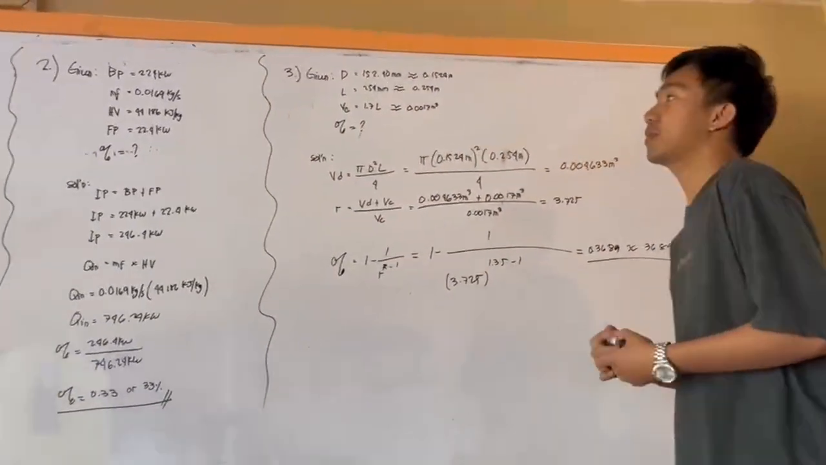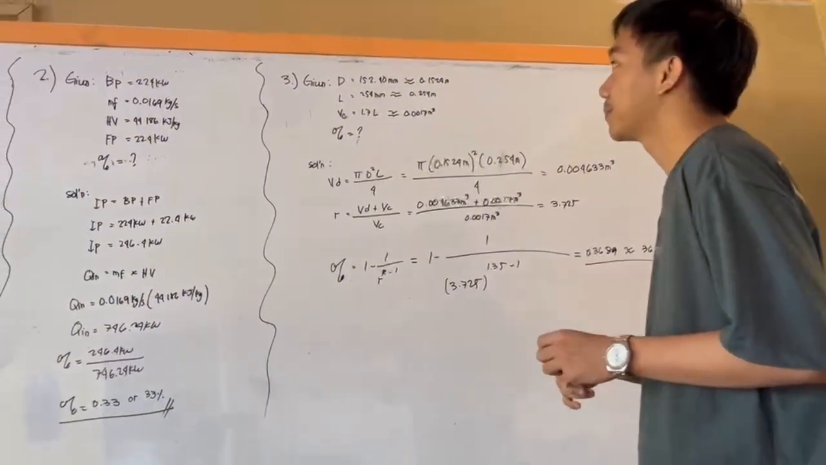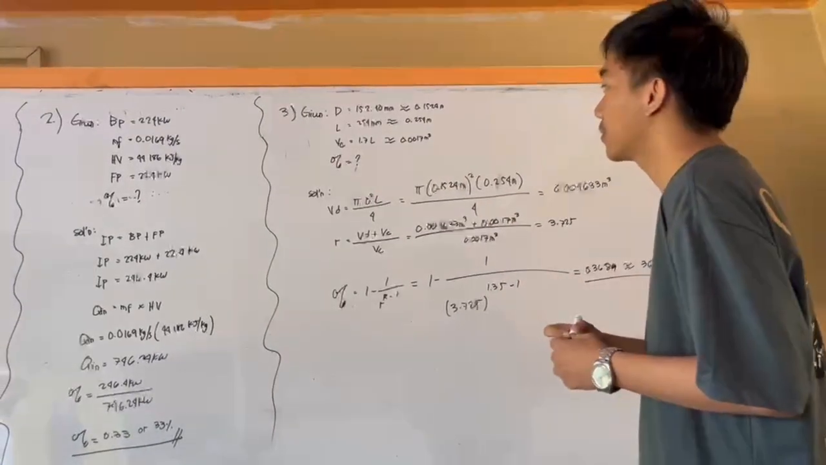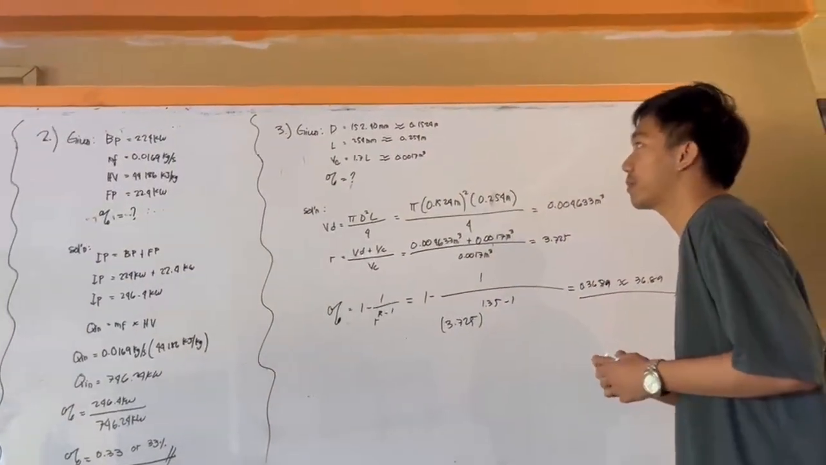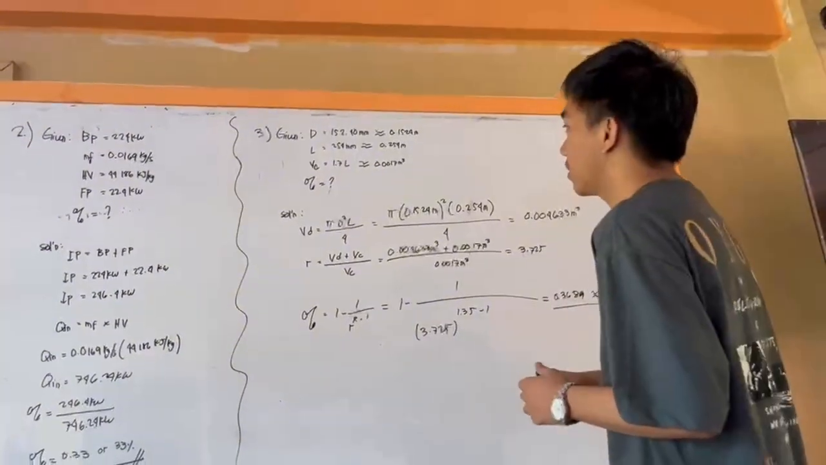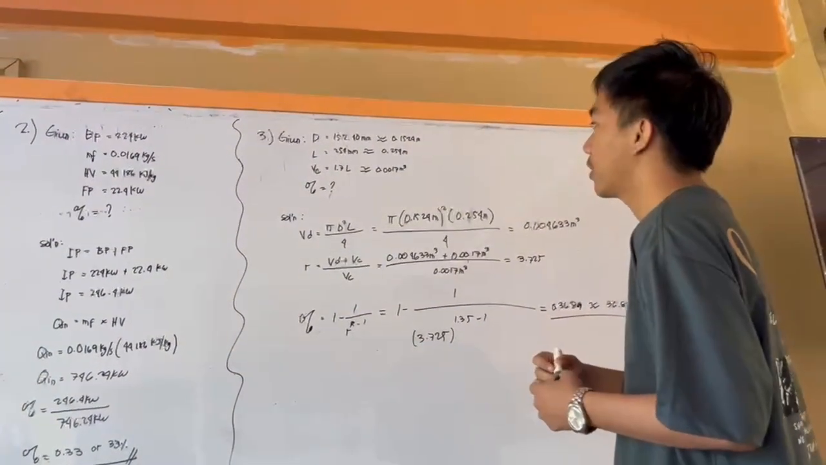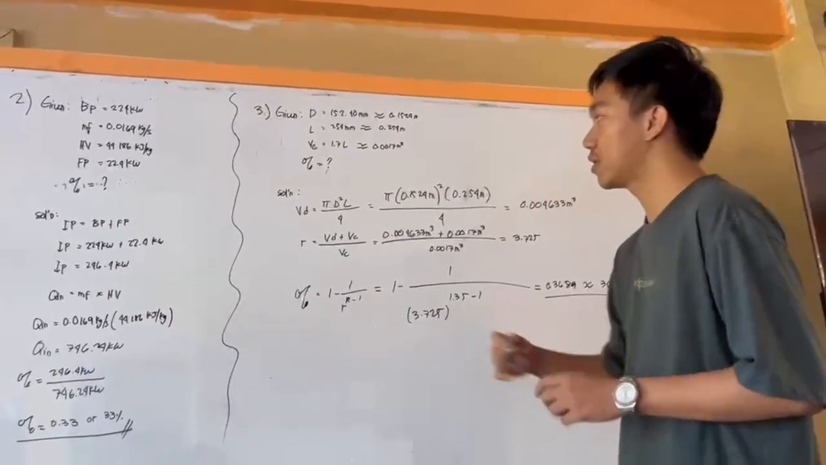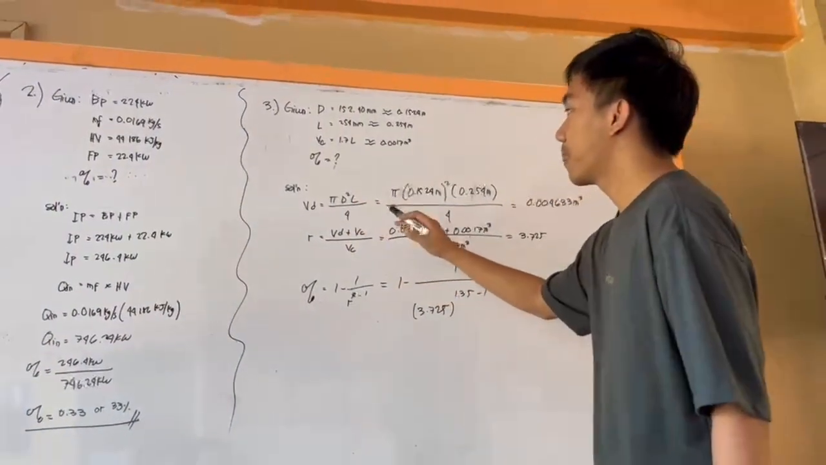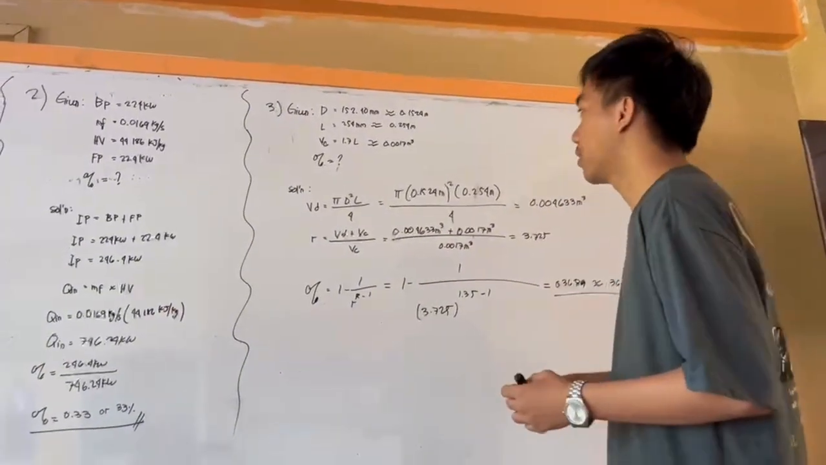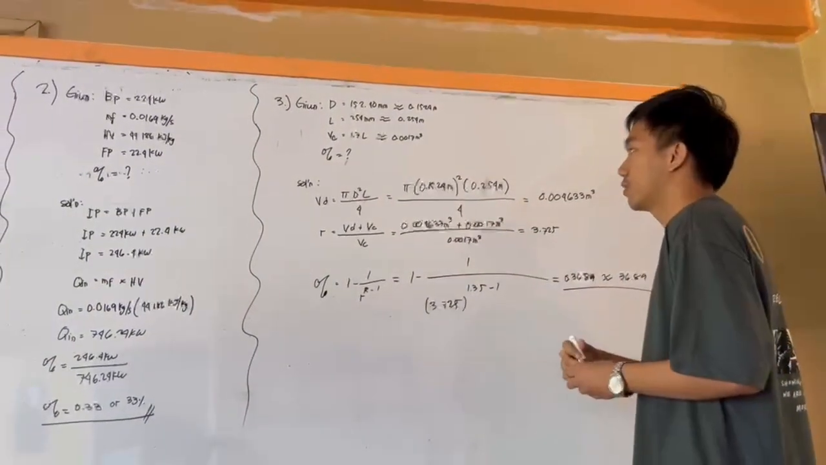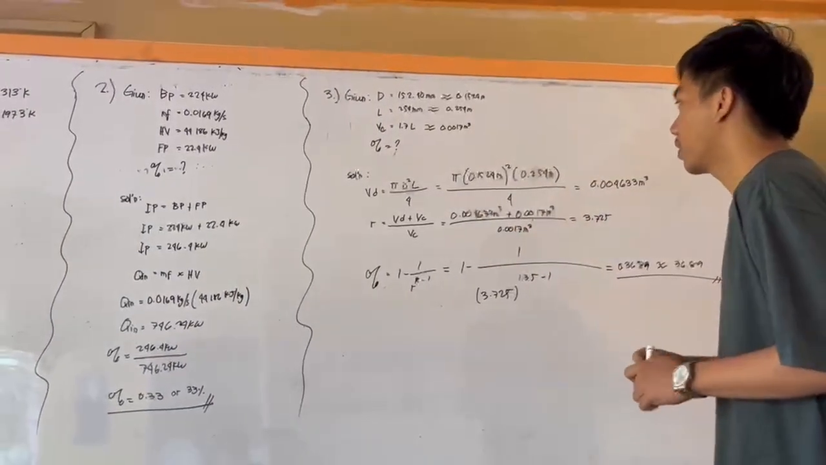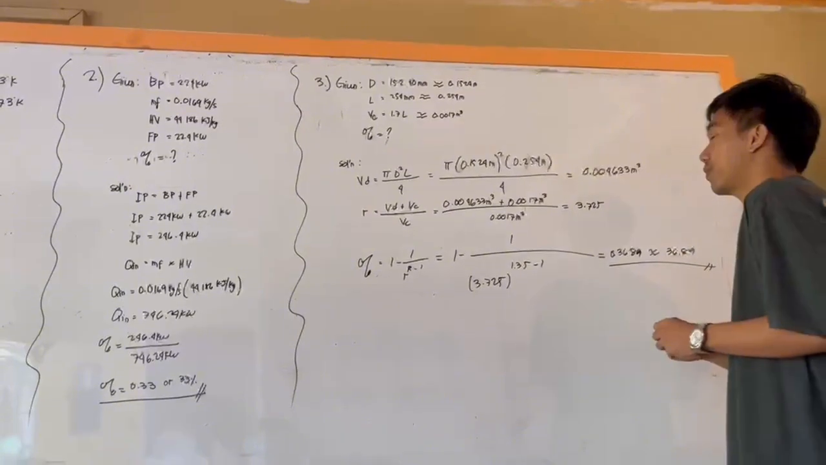And for our problem number 3, we have a given of 0.1524 meters of diameter and length of 0.254 meter. So our VC is equal to 0.0017 cubic meter. So we are required to find the efficiency also. So our solution is VD equals pi d squared L over 4. So we just need to distribute. So we have pi times 0.1524 meter squared multiplied by 0.254 meter over 4.